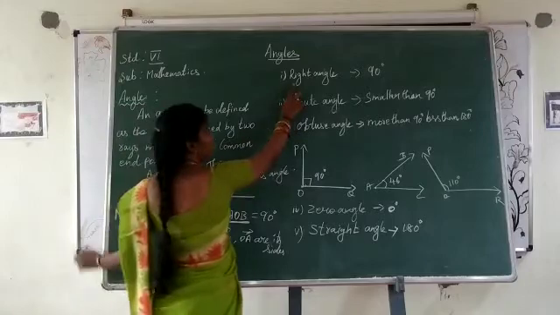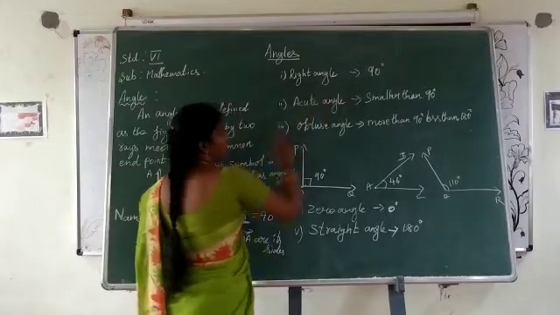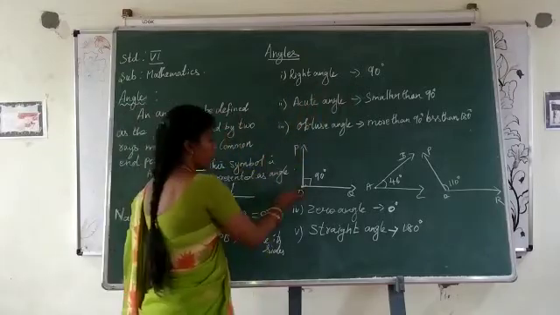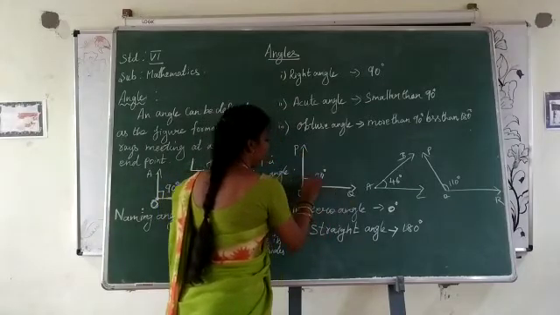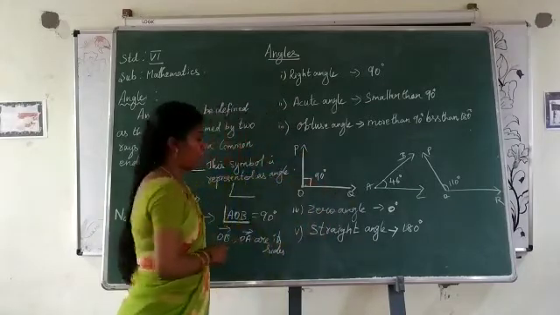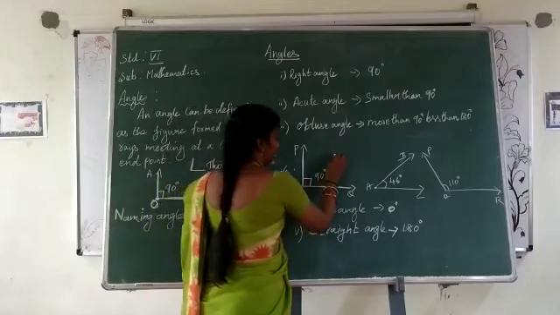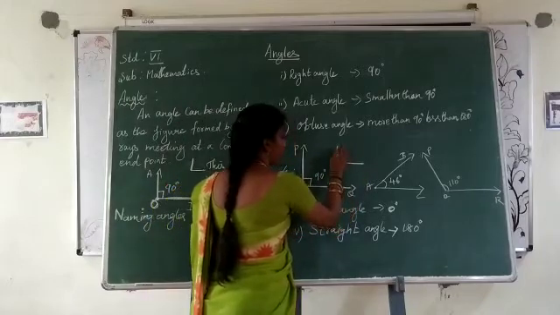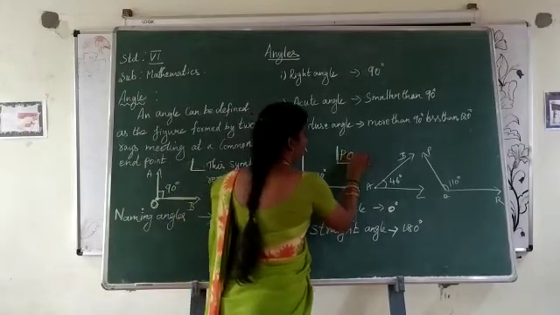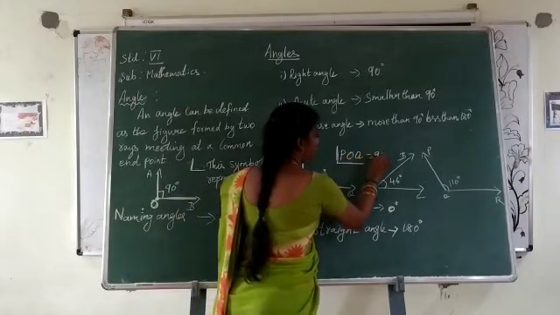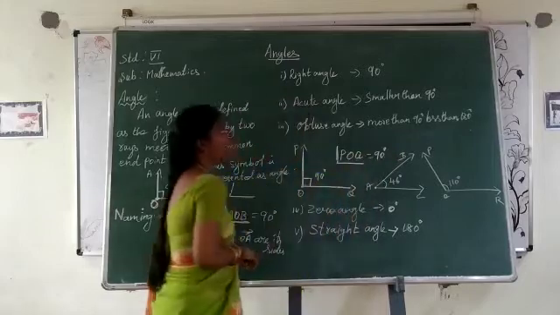The first one is right angle. Right angle is exactly 90 degree. This is the diagram of a right angle. Exactly 90 degree is known as a right angle. How can you name this angle? The angle is always represented with this symbol, POQ. POQ is equal to 90 degree. It is known as a right angle.